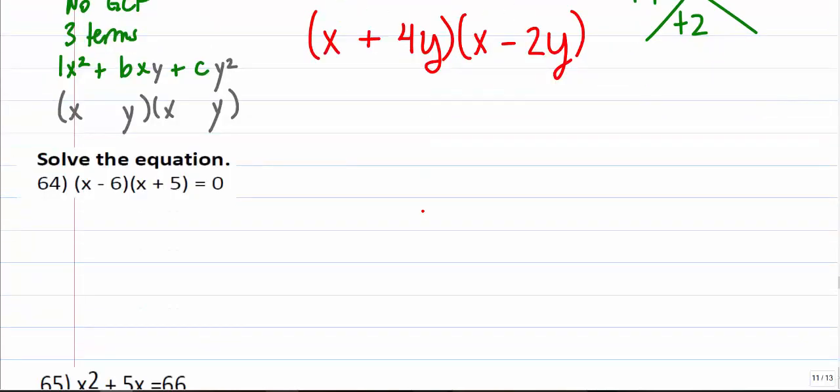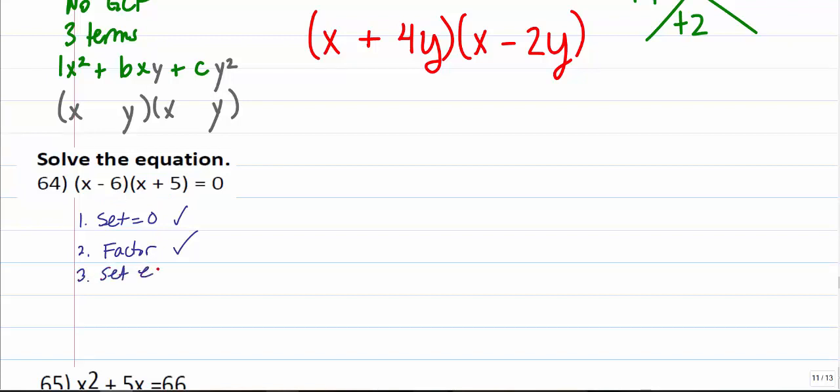And let's see. The next ones are solve the equation. So the first thing that you want to make sure of is, is it set to 0? So 1, set equal to 0, check. The second thing is factor. Well, here, check, because it's factored. It's broken down into x minus 6 times x plus 5.